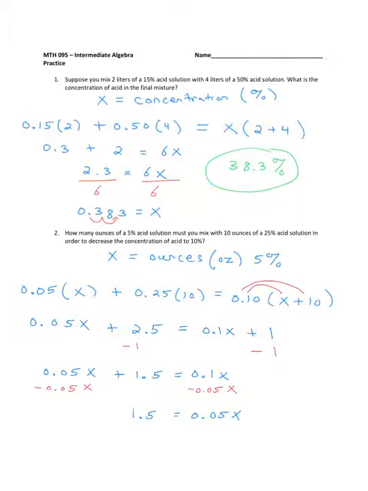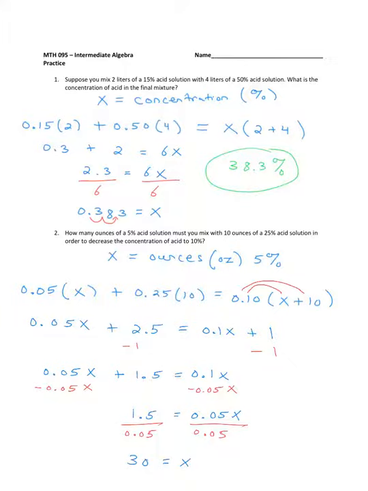I will divide both sides by the number in front of x, which is 0.05. And again, I'll do this on a calculator, although I think you probably could do this one in your head if you'd like. Actually, yeah, this one's going to be 30.